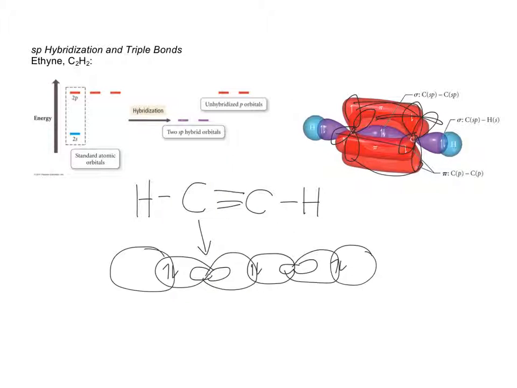Okay, so in this case, we have one sigma bond that's represented by what I drew here, and it's represented by the electrons in purple up there. And then we have two pi bonds, one from each of the two p orbitals that are left in each of the carbons. And that's what gives us the triple bond that we have in ethyne here.